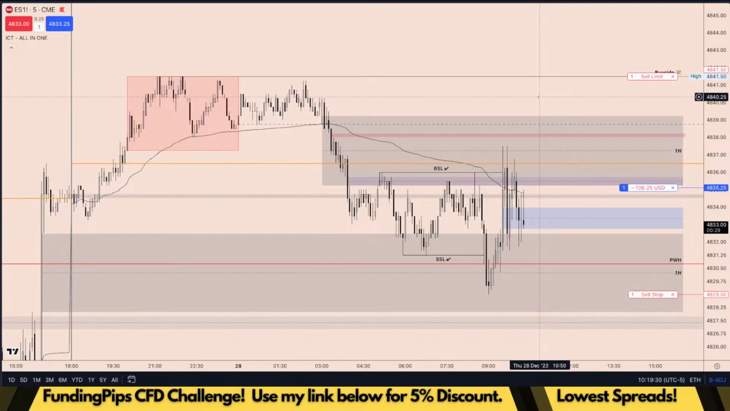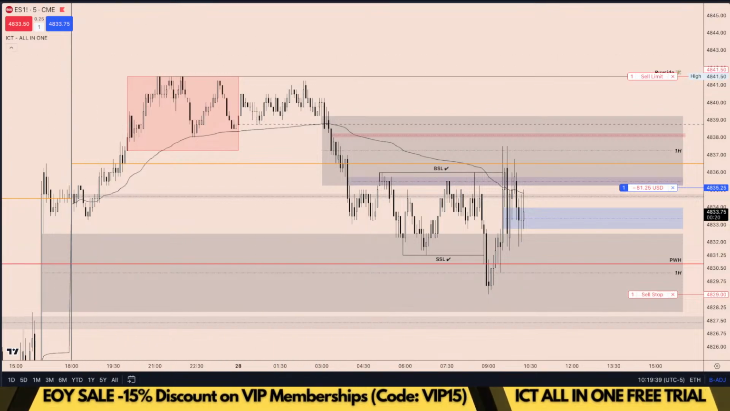So we have YM going up, NQ going down, and ES stuck in the middle. Not really sure where it wants to go just yet.